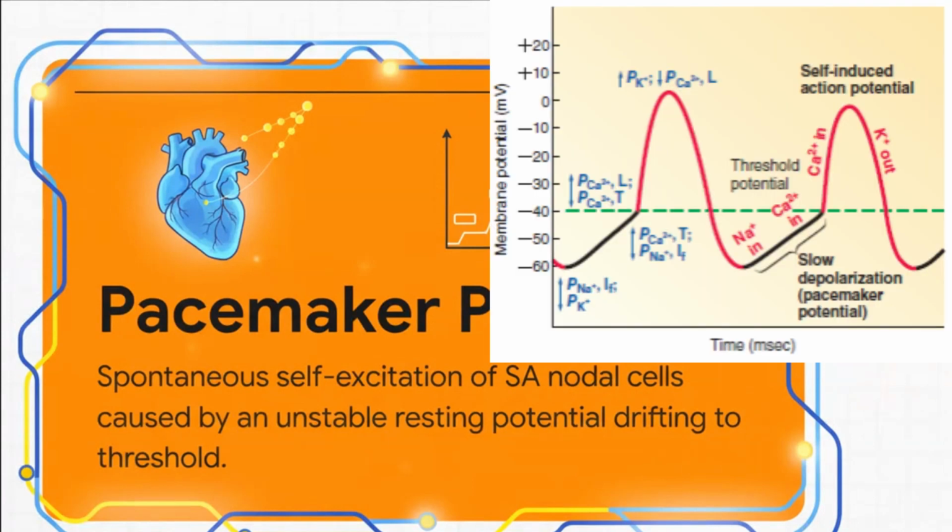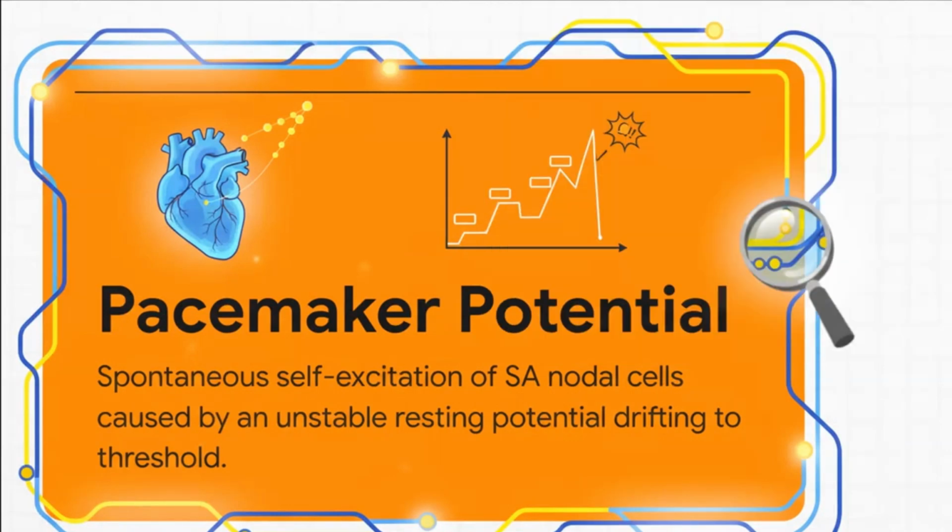Also known as a slow response action potential. Now, you might be used to neurons or skeletal muscle cells that just sit there with a stable resting potential waiting for a signal. Not these guys. These cells are, well, they're leaky. They don't have a stable resting state. They're constantly, slowly drifting toward their firing threshold.